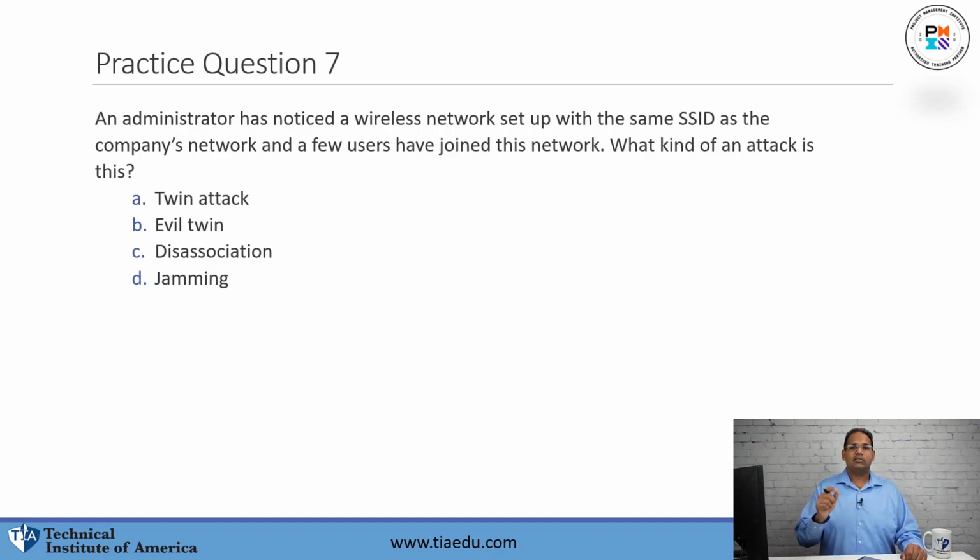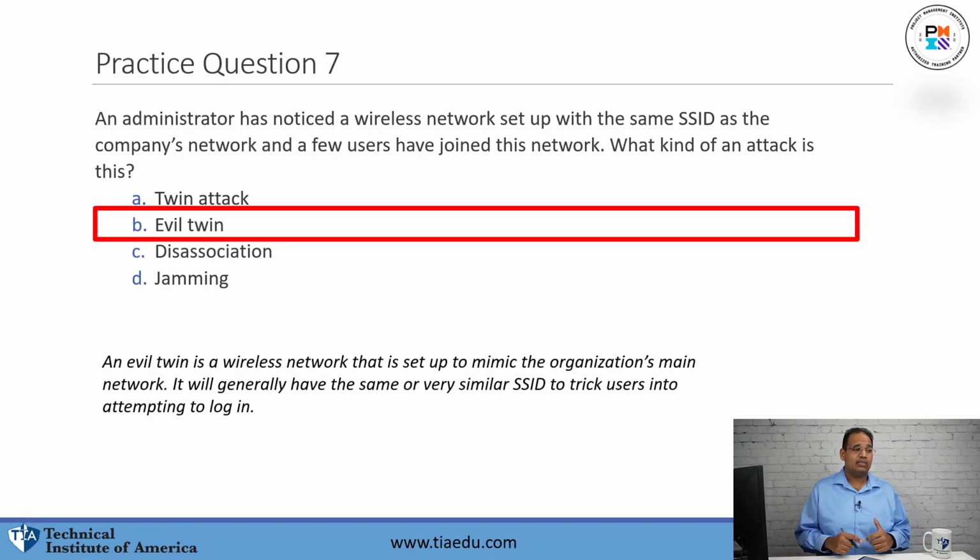All right, question number 7. An administrator has noticed a wireless network setup with the same SSID as the company's network, and a few users have joined this network. What kind of an attack is this? A, twin attack. B, evil twin. C, disassociation. And D is jamming. The answer here is going to be, hopefully you guys got that, evil twin.